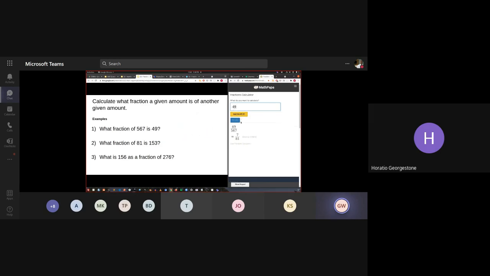So second one, what fraction of 81 is 153? The 81 is what we're looking for it to be a fraction of, so that goes on the bottom. So 153 over 81, and we get 17/9, which is a top-heavy fraction. What is 156 as a fraction of 276? So it's a fraction of 276, so that goes on the bottom. And we get 13 over 23.